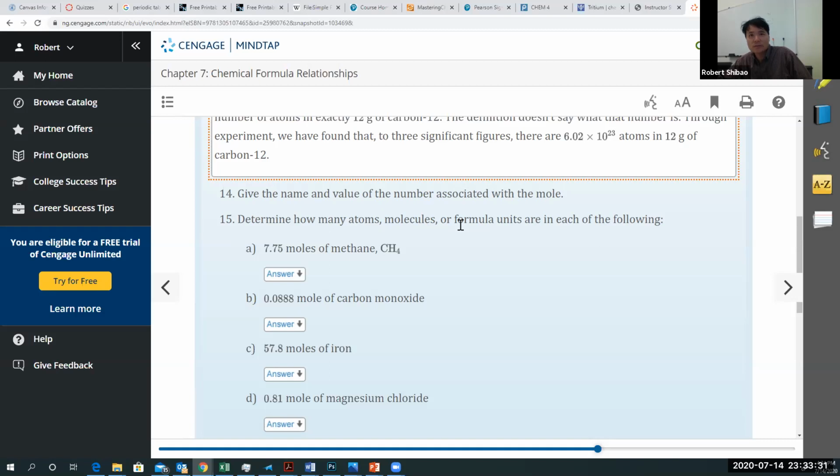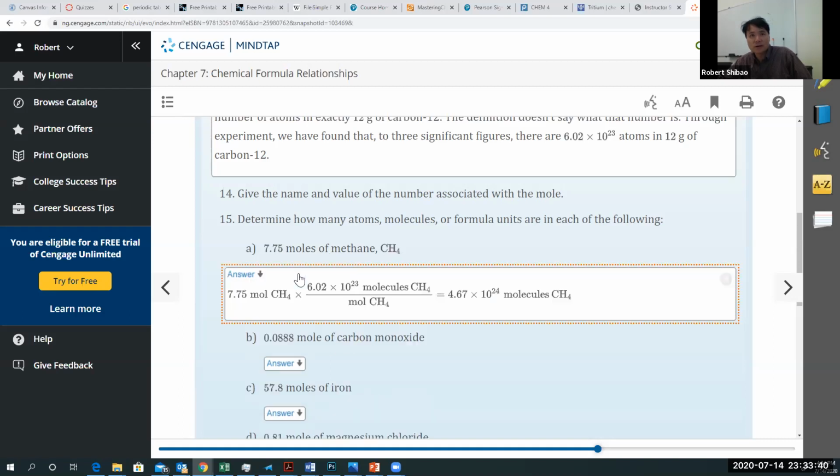Determine how many atoms, molecules, or formula units are in each of the following. Okay, 7.75 moles of methane. Just multiply that by Avogadro's number, we'll get the number of molecules. And so that's a mole to molecule conversion. So moles cancel, leaves us with molecules using Avogadro's number.